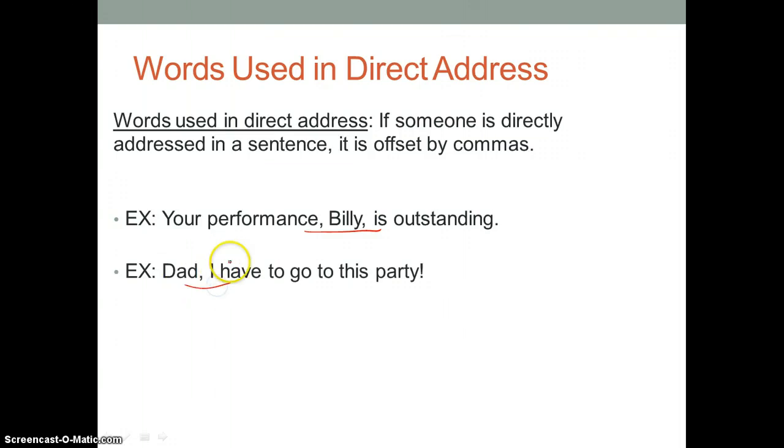"Dad, I have to go to this party." Again, I'm talking to Dad, so I put a comma after his name. "Leave me alone, Alfred." Similarly, Alfred is being addressed in the sentence, so I put a comma before his name. That one's pretty straightforward. Anytime you're addressing somebody in a sentence, you put commas before, after, or around that name.